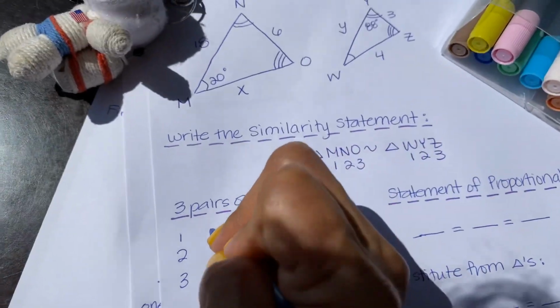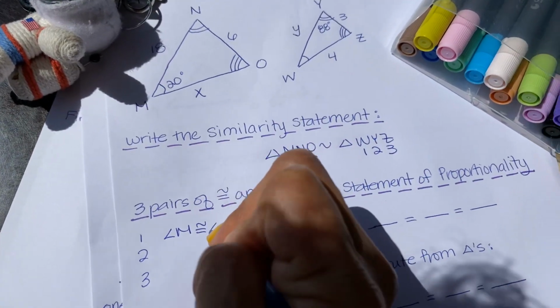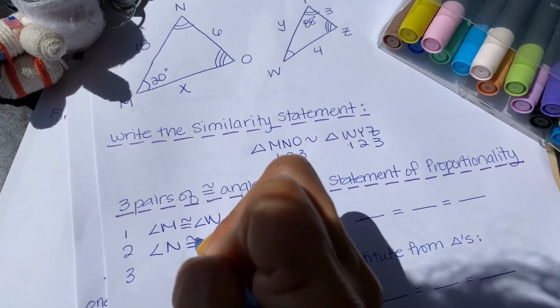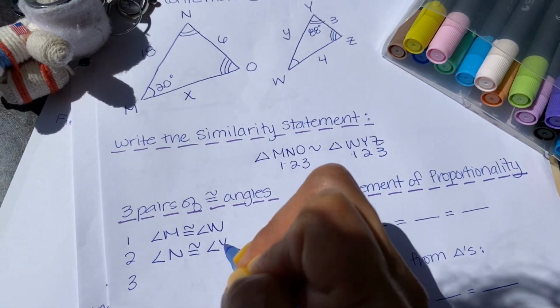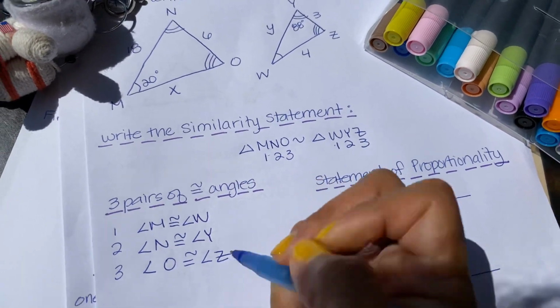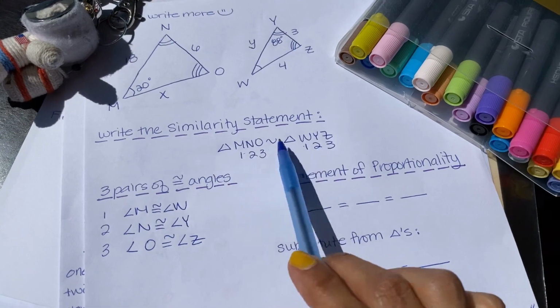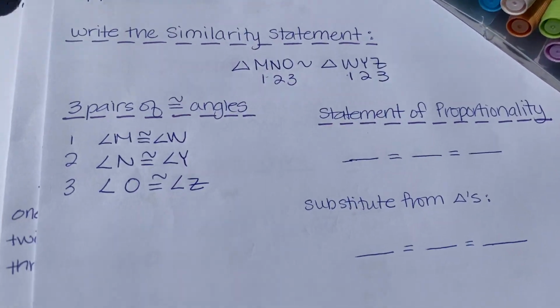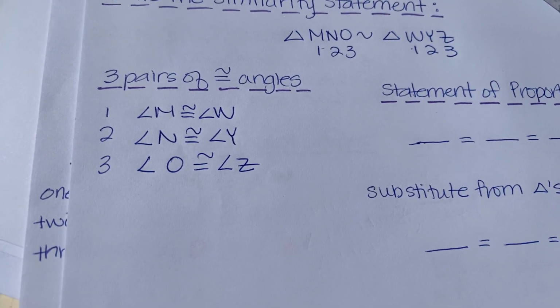Okay, so angle M is going to correlate to angle W, because 1, 1. Angle N will be congruent to Y, and angle O is going to be congruent to Z, right? The first, the 2, and the 3, we can also go by these angles. Okay, let's also fill in what we have.